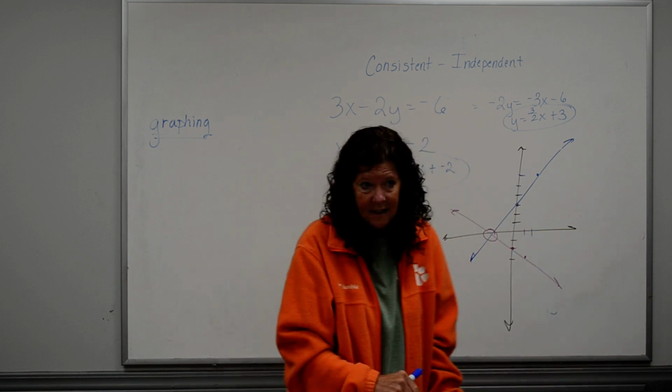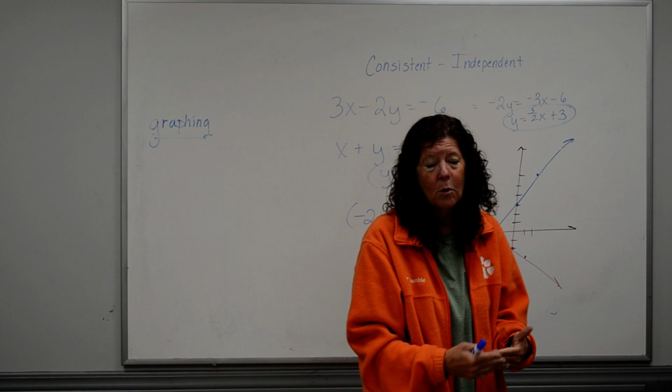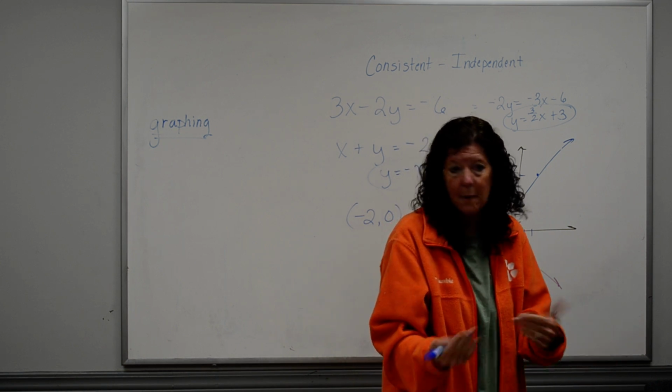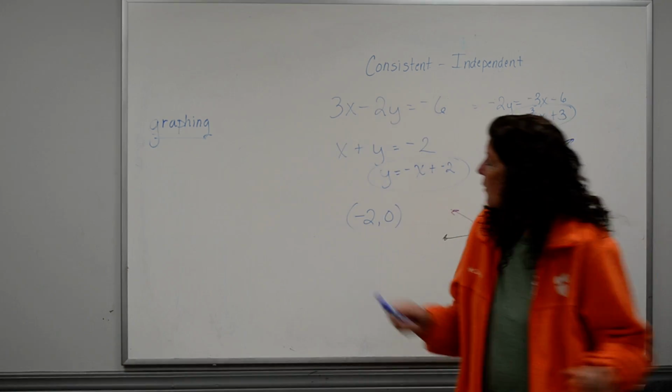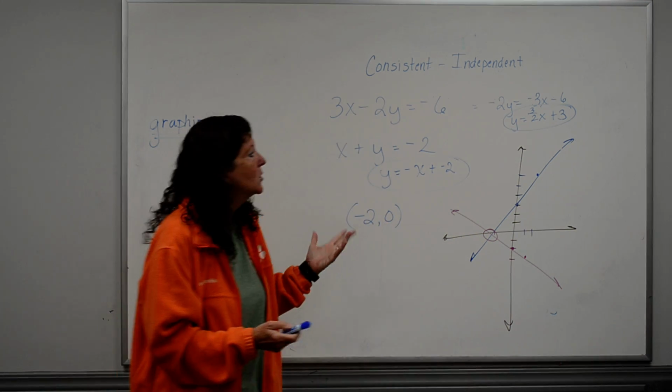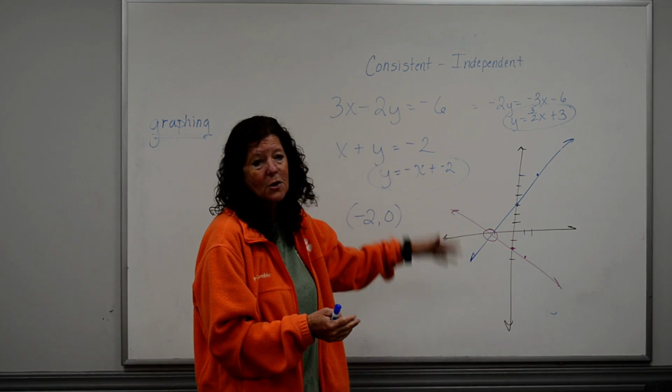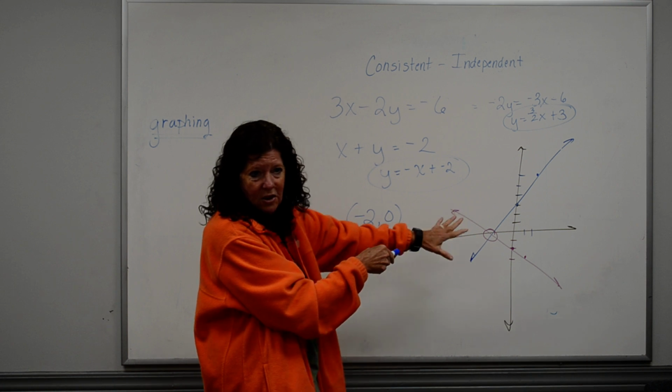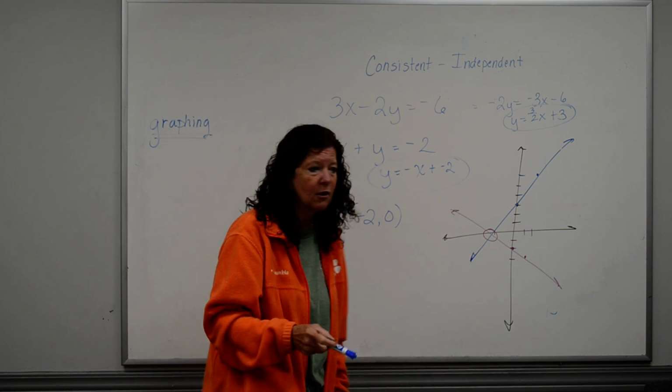If it is inconsistent, it means there's no answer. It means they never cross. All right, so the first way is by graphing. If they say by graphing, use a combination of getting it on just a simple graph, but then use your calculator to double check it.